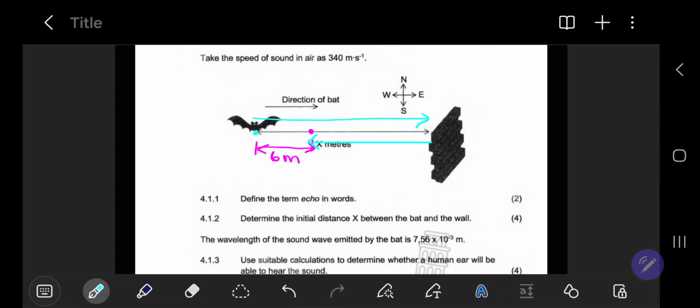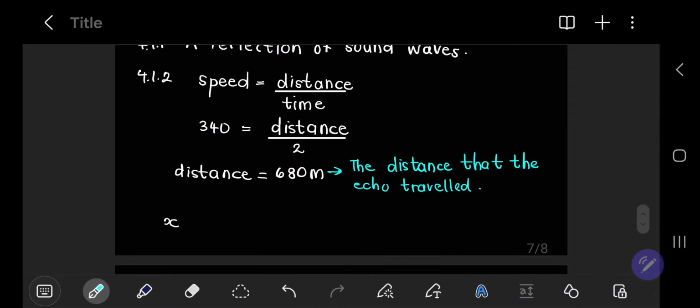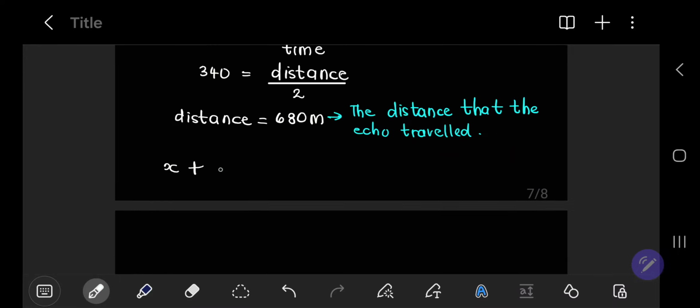Now, what is that point? That point is going to be x minus the 6. Because this is where the bat was when he heard the echo. And he traveled 6 meters. So we are going to add x plus x minus 6 is equal to 680.